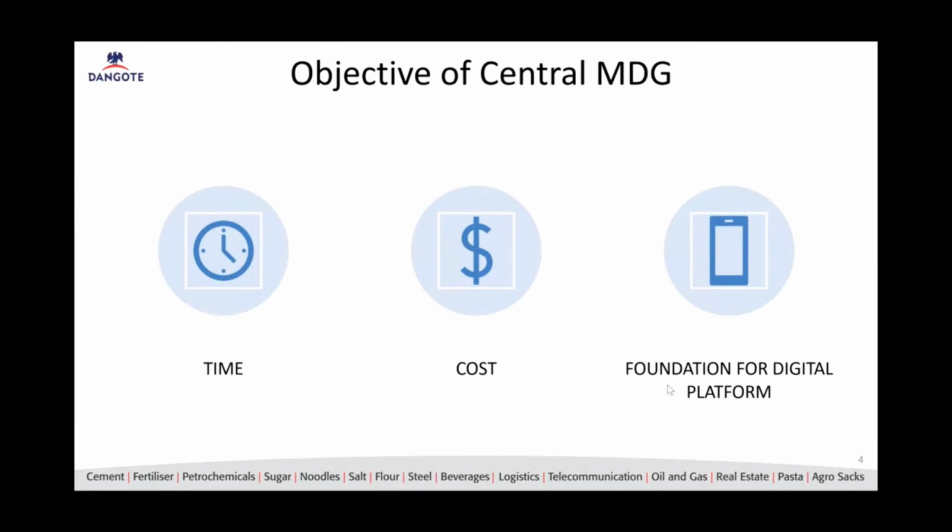What is the objective of our central master data governance project? Obviously, when you are executing billions of dollars of projects, we want to reduce any delays that might be caused because of any operational issues, be it data or any other. So: reduction in lead time of procurement, reduction in the cost of our projects, and it will also become the foundation for our digital platform.